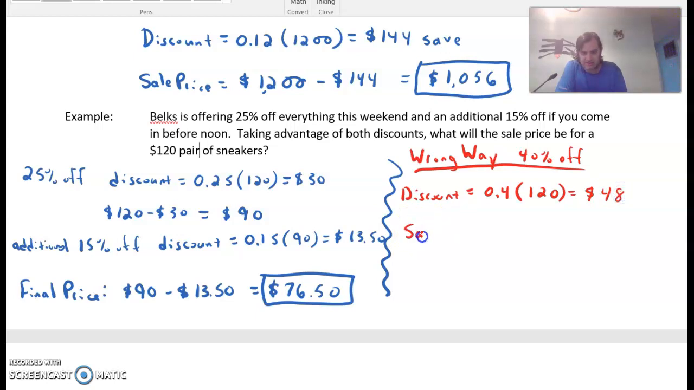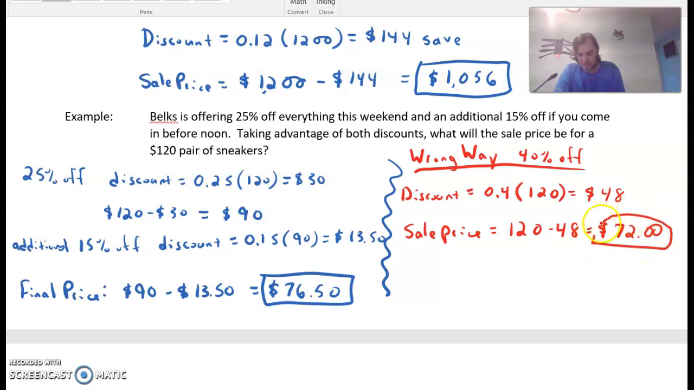So the sale price would be 120 minus 48. So let me find that out. 120 minus 48, $72. So two different ways of doing that.